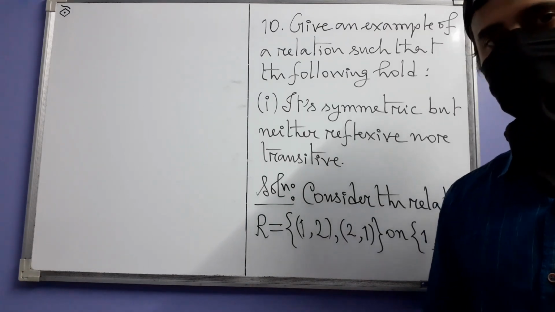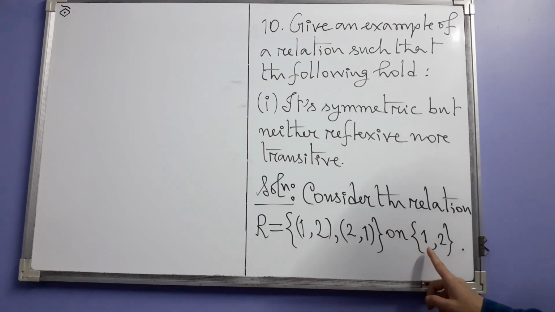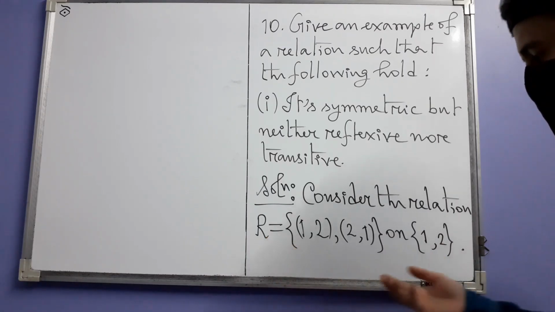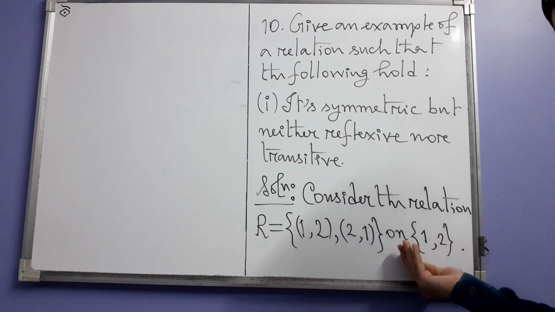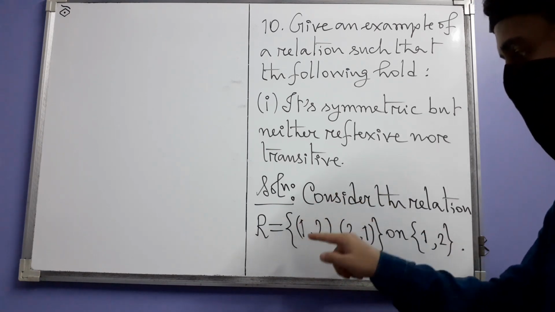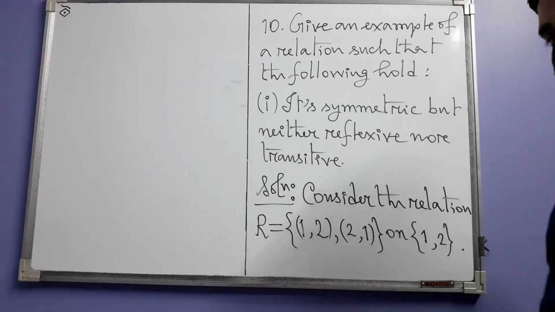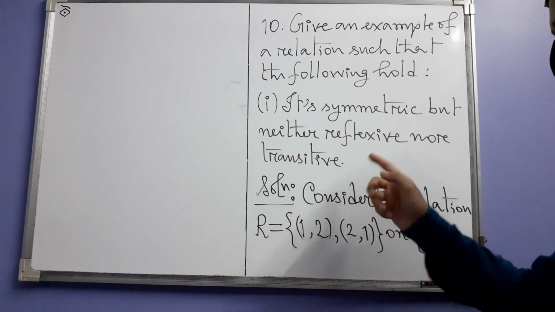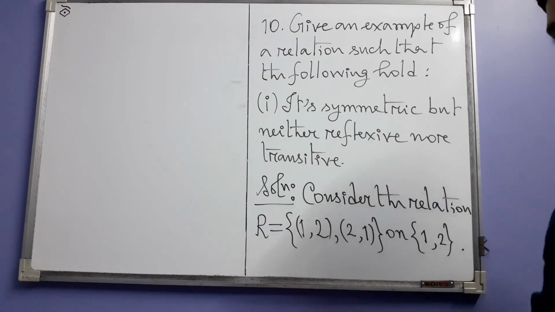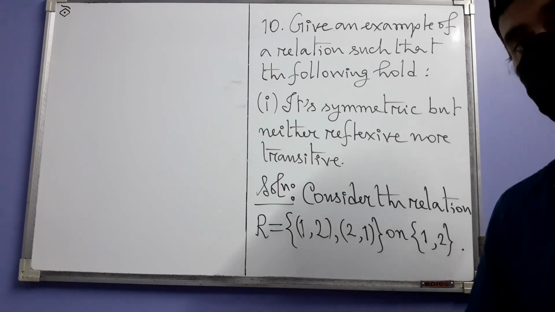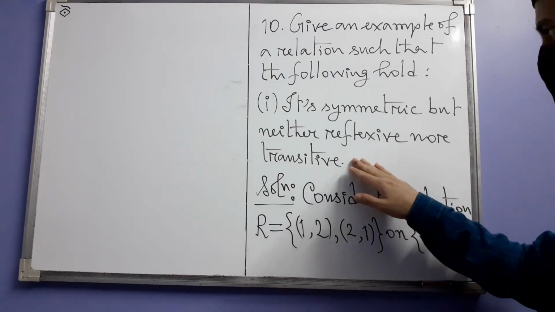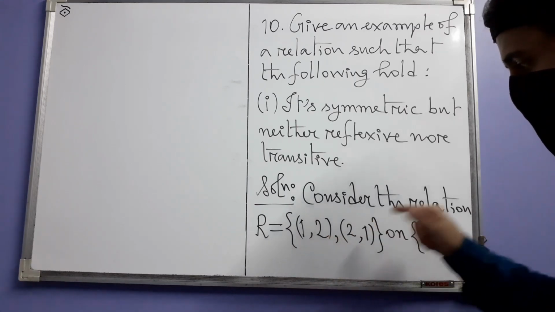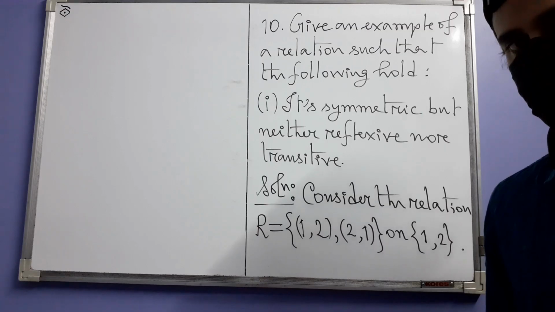So one easy example is this. We consider the set consisting of 1 and 2, and on that, you can give it a name also, you can call it A. And on that, consider the relation consisting of these two ordered pairs, (1, 2) and (2, 1). Is it symmetric? Yes. Is it reflexive? No, because (1, 1) is not there, (2, 2) is not there. Is it transitive? Again no, because you have (1, 2) and (2, 1), but (1, 1) is not there.